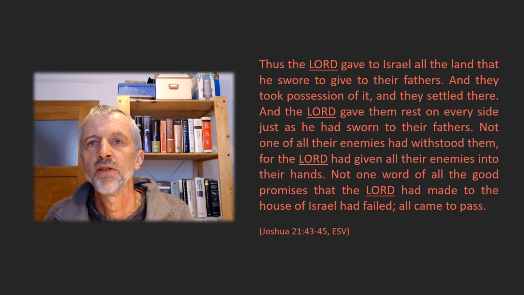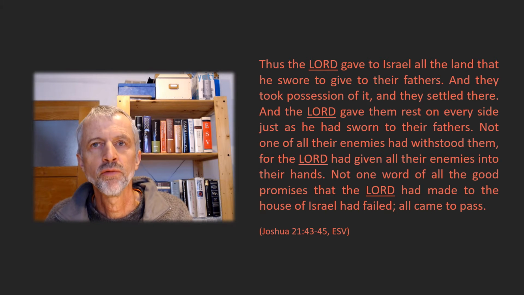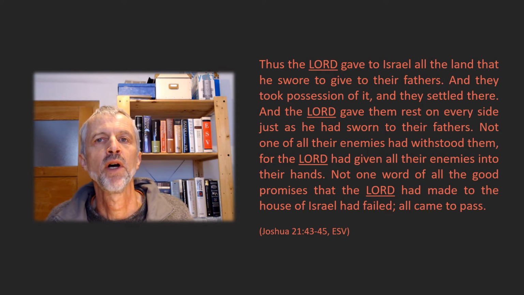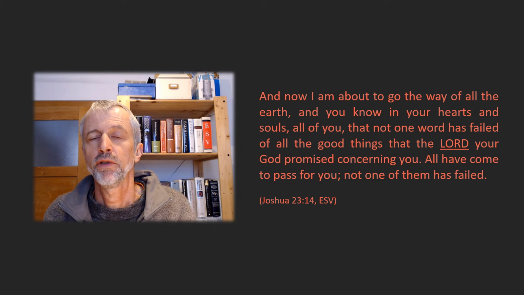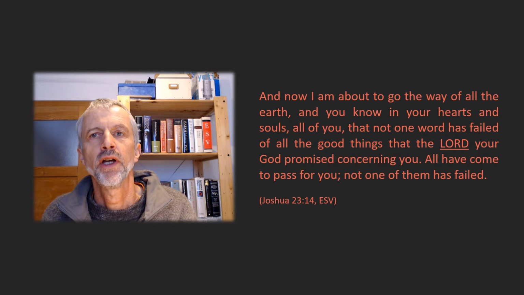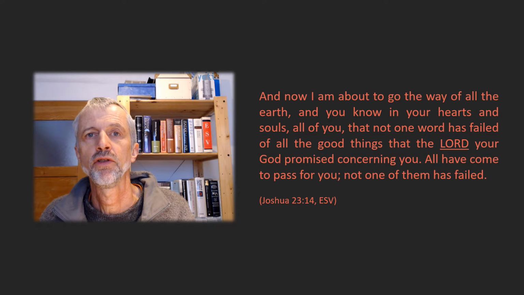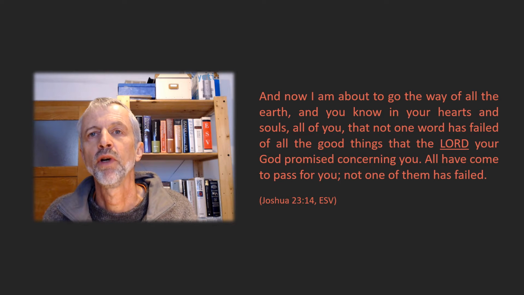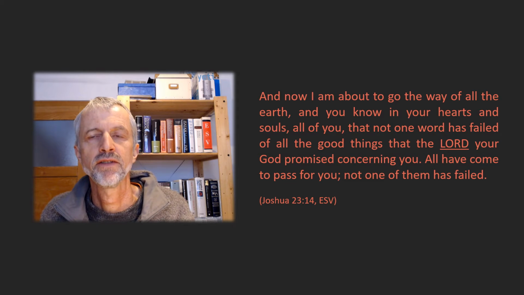Not one of all their enemies had withstood them, for the Lord had given all their enemies into their hands. Not one word of all the good promises that the Lord had made to the house of Israel had failed. All came to pass. And then, in Joshua's own words, toward the end of his life, "And now I am about to go the way of all the earth, and you know in your hearts and souls, all of you, that not one word has failed of all the good things that the Lord your God promised concerning you. All have come to pass for you, not one of them has failed." God has kept his promise. That's the point.